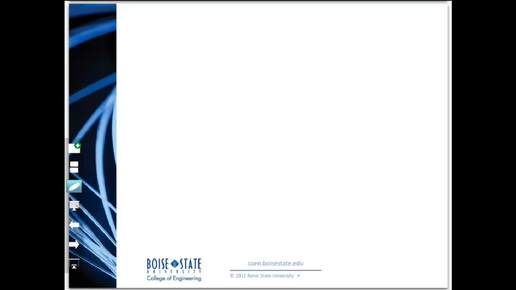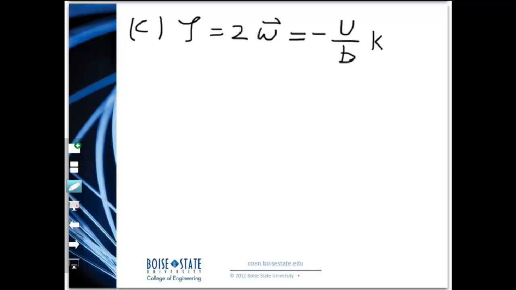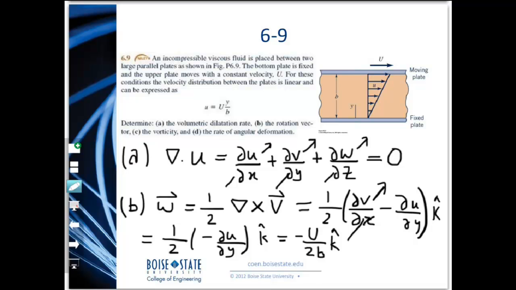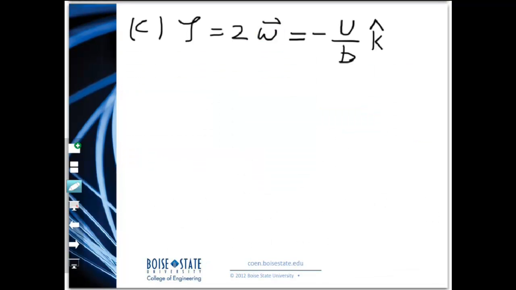Now we're asked to find the vorticity in part C. So vorticity is 2 times the rotation vector. We already determined the rotation vector in the previous part, so this is nothing but minus u over b. If you remember, in the previous slide we determined it to be minus u over 2b, so 2 times that will give us minus u over b in the k direction.